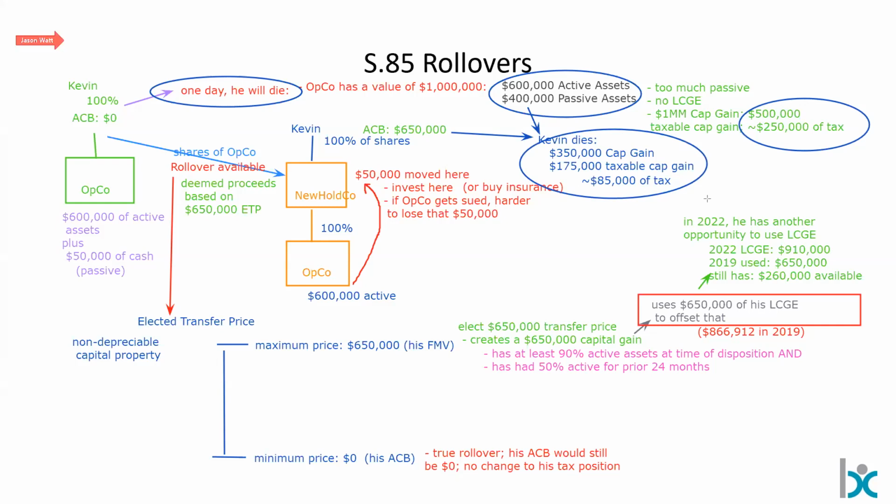Okay, the 2022 threw me off. That was a specific question somebody had asked, is can you use the lifetime capital gains exemption a second time? That has nothing to do with Kevin's death or this company. Kevin also owns a farm, and that's where he's going to use the lifetime capital gains exemption.